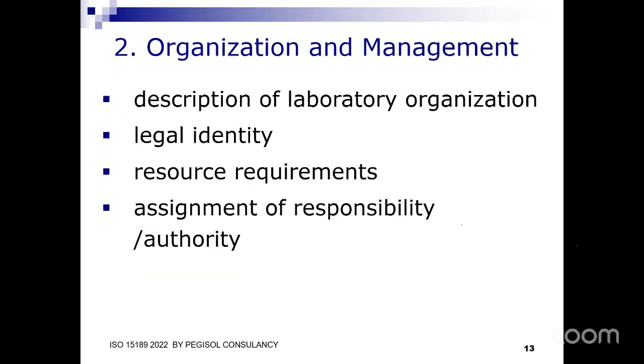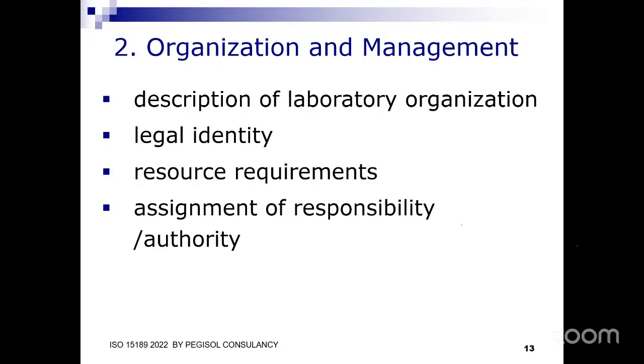Then the next is the organization and management. So what I'm doing now is breaking down what has to be in the quality manual. Next we have the description of the laboratory organization, the legal identity, the registration and everything, the resource requirement, the assignment of responsibility and authority, just like what we discussed in ISO 15189 under organization and what we discussed under the quality management system as organization. So there's going to be a description of all those things.